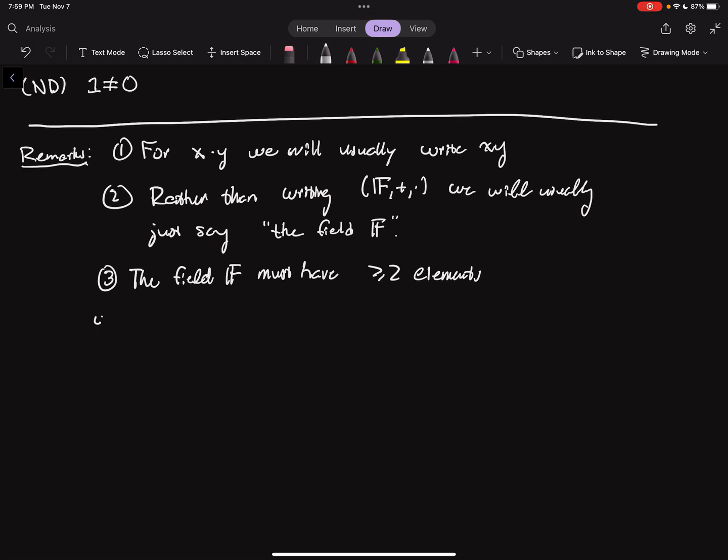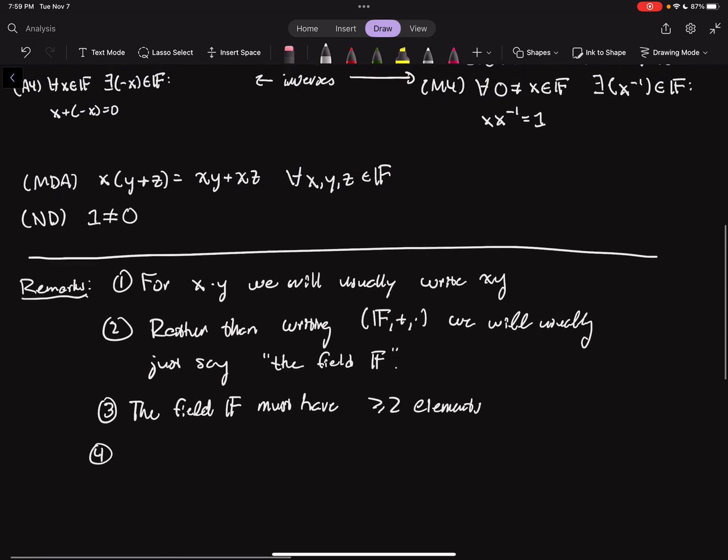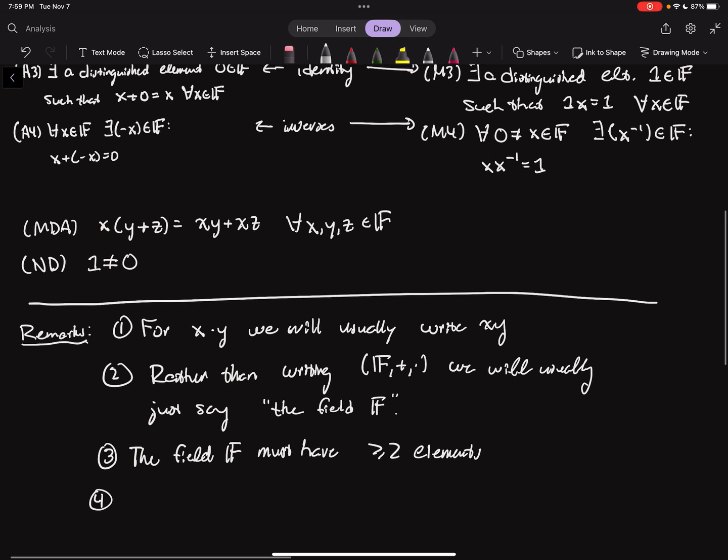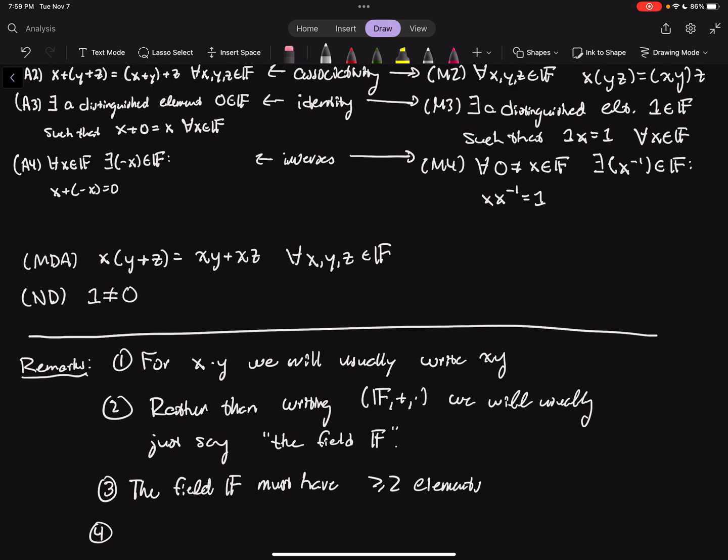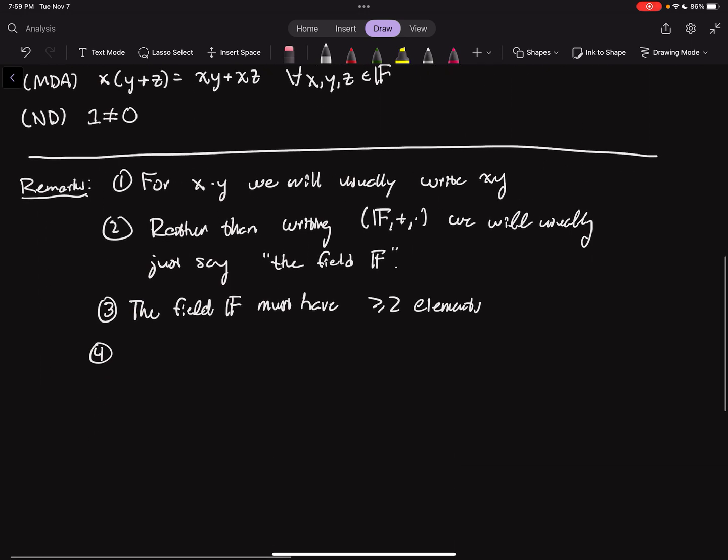Okay. I'm just going to give you this for free. It's not too hard to prove. The additive identity and the multiplicative identity are unique. By which I mean there can't be more than one additive identity or more than one multiplicative identity. It's not hard to prove it.